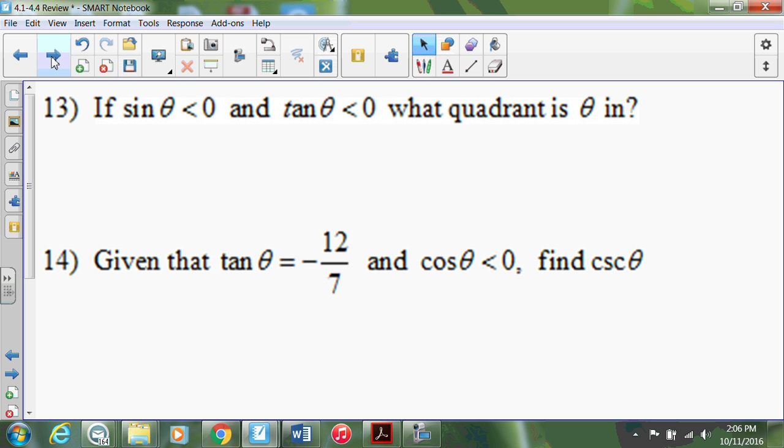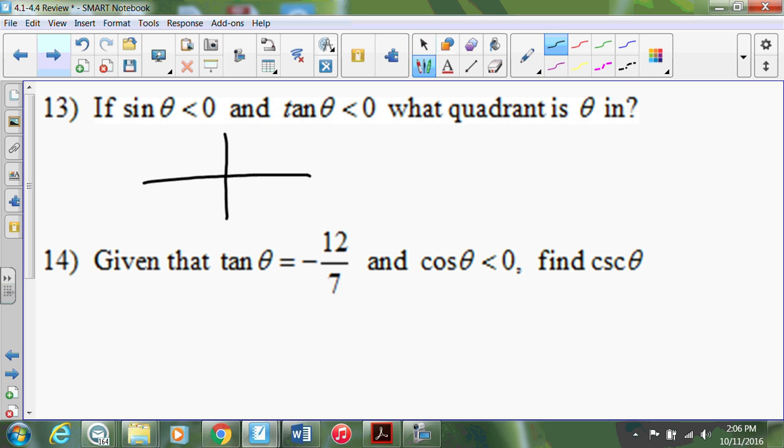Let's see. If sine theta is less than 0 and tan theta is less than 0, what quadrant is theta in? This is an excellent one. I think anytime we talk about the quadrants, we really do have to think. So when we see that they say sine theta is less than 0, another way to say that is sine theta is negative. And let's stop and see, where is sine theta negative? Sine theta is negative in the 3rd quadrant and in the 4th quadrant.